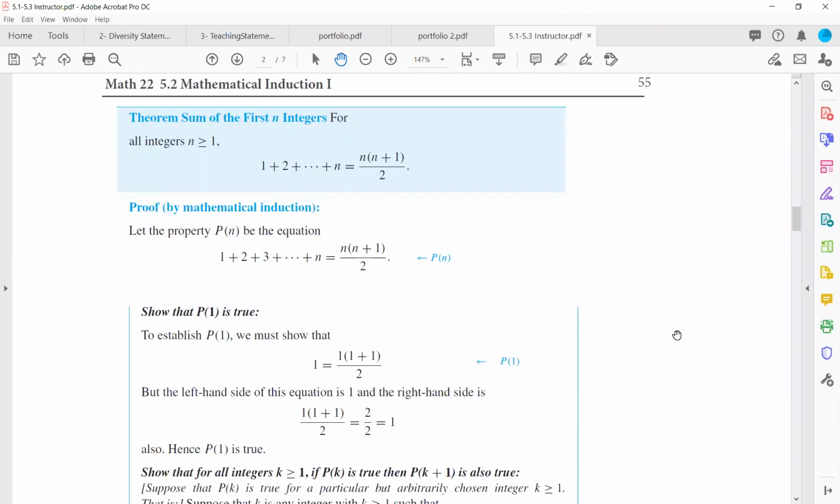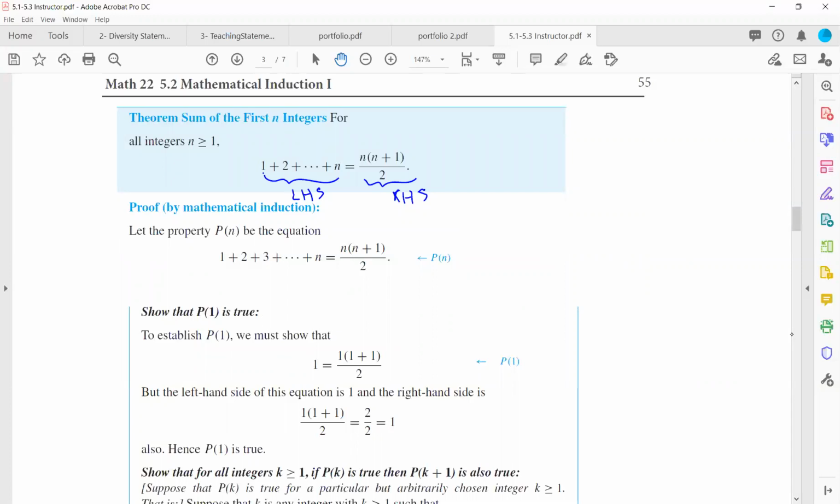Let's go over one example to feel more comfortable about this method. Theorem: for any integer greater than or equal to 1, the sum of the first n numbers follows the formula n times (n plus 1) divided by 2. So you have left-hand side and you have right-hand side. Your goal is to show that this statement is true by using mathematical induction.